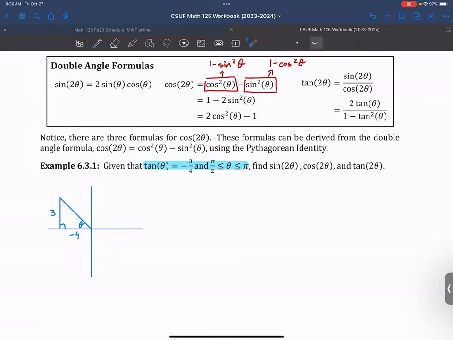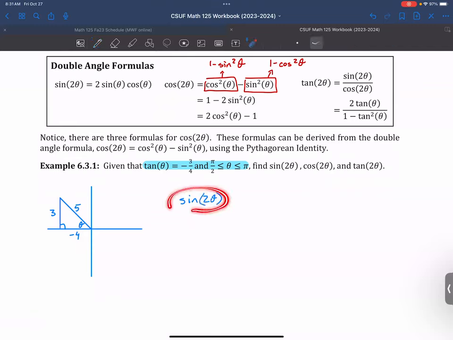I'm considering this as a negative side length because we're going to the left from the origin, and this as a positive side length because we're going up from the origin. So when I do that, I recognize that this is a 3-4-5 right triangle, a Pythagorean triple as it is. So that's going to be a hypotenuse of positive 5. And now I can evaluate sine of 2 theta.